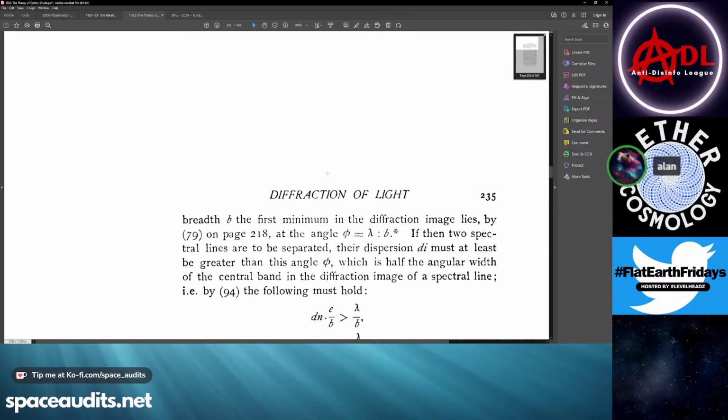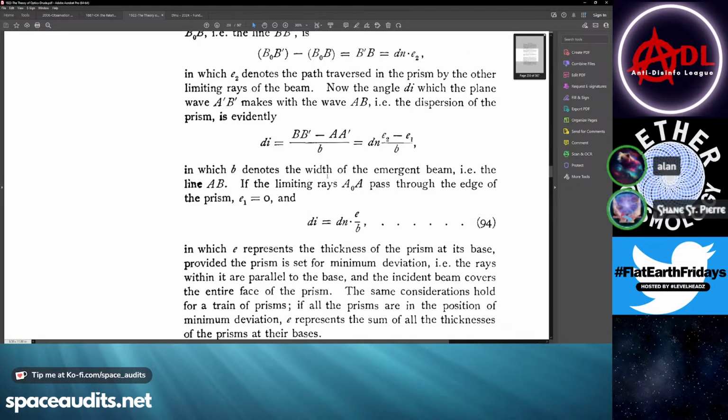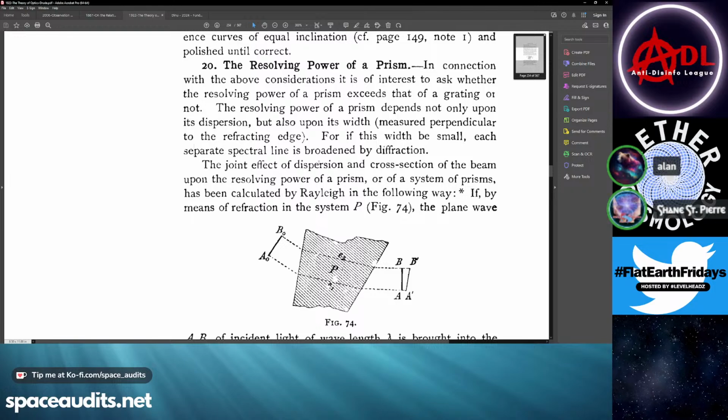All right. Well, let's start with resolving power of a prism then. Hey, just to mess with you. Hey, here you go.